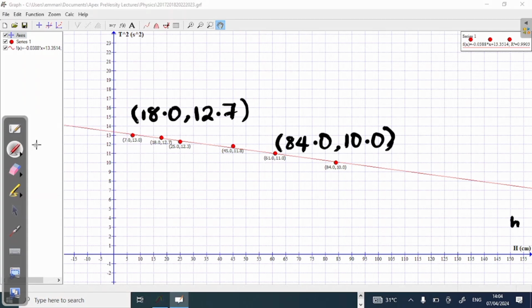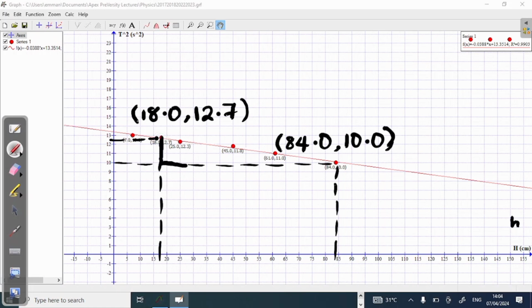So the alternative would be, I would look at this point here, 18.0, 12.7, and trace this one to the y-axis, or the t-squared axis, and trace this point here downwards. Also, we took 84.0, 10.7, so trace this one downwards and trace this one to the left. So I have this case. Then I'll have to take this point here, and then this.